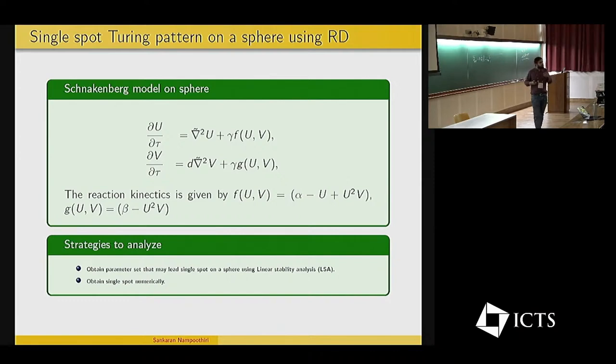Okay, for illustrative purposes I'm taking the Schnackenberg reaction diffusion model, a non-dimensional model. This is the scaled Laplacian, and again F and G control the production and depletion of the chemicals U and V. So we'll see what a single spot on the surface of a sphere looks like for this particular equation. What is the strategy to analyze this kind of equation? First, use linear stability analysis and find the parameters which can lead to a single spot, and then you look at it numerically. That's the strategy.